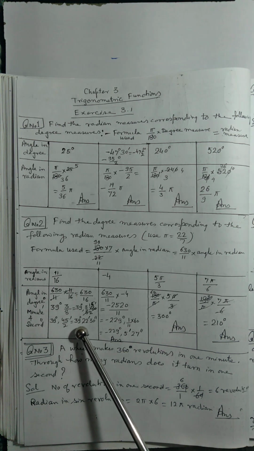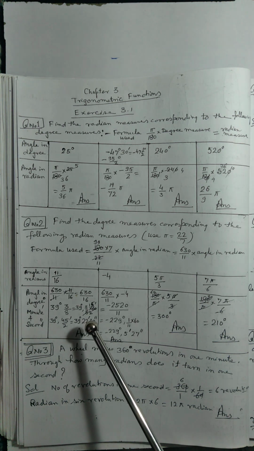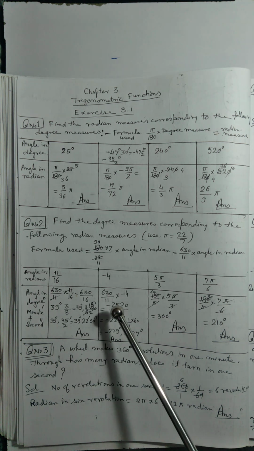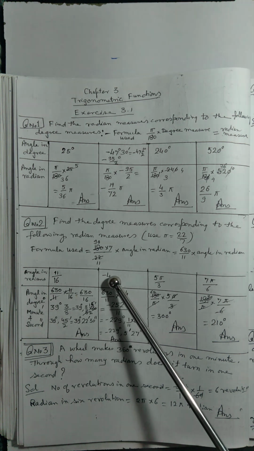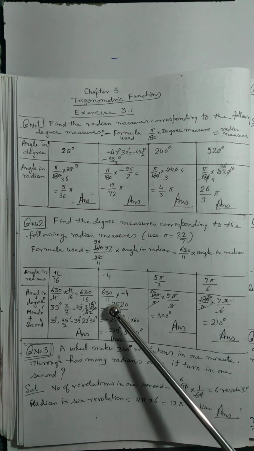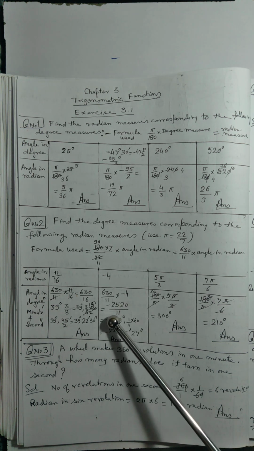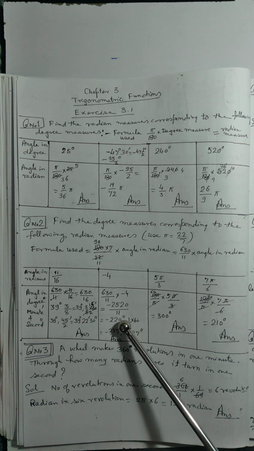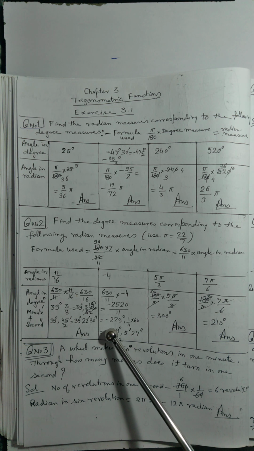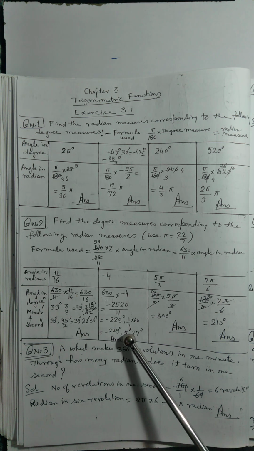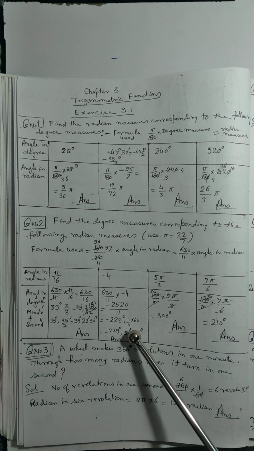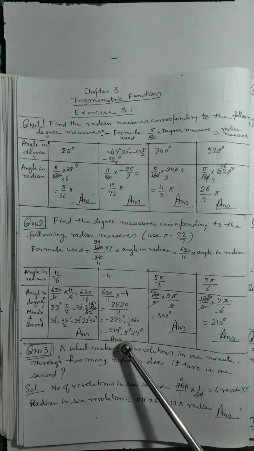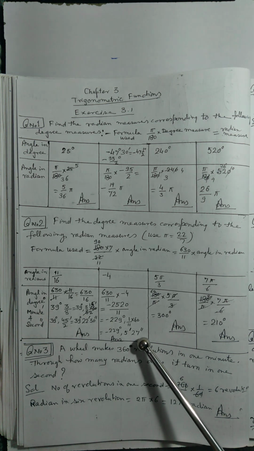If you further solve it, you will get 39 degree 22 minute 30 second. Now the next is -4. So 630/11 into -4, it will be equal to -2520 divided by 11, and it will be further equal to -229 and 1/11 into 60, and it will be equal to -229 degree 5 minute 27 second.